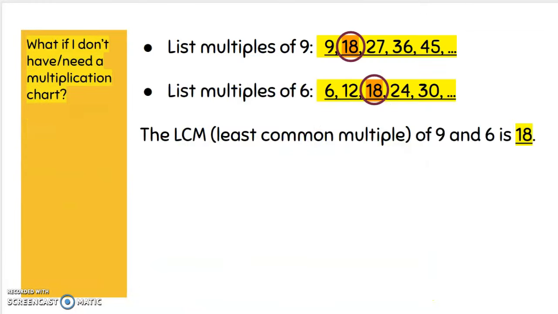So that's the smallest multiple they have in common. If you didn't have a times table chart, you could just list out the multiples. Like here's 9 times 1, 9 times 2, 9 times 3, right? You can just list them out and then identify the common multiple that way.